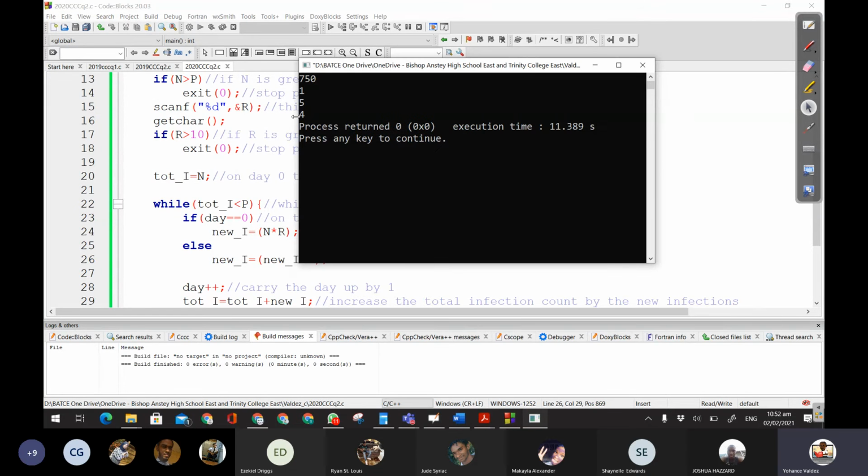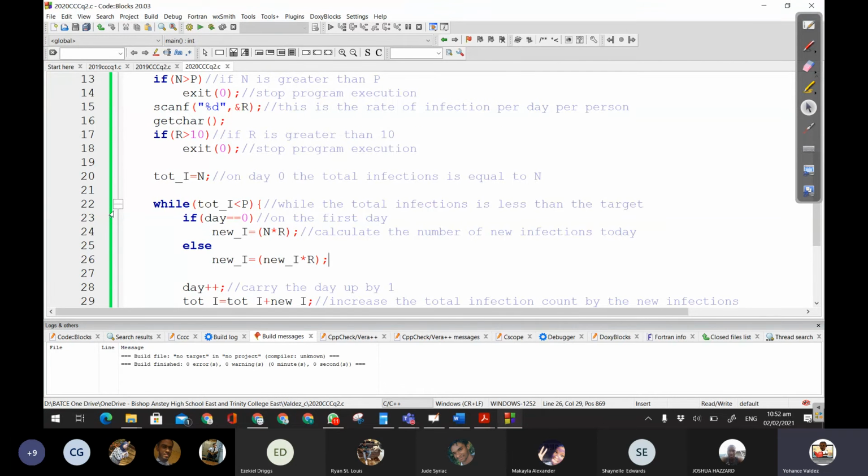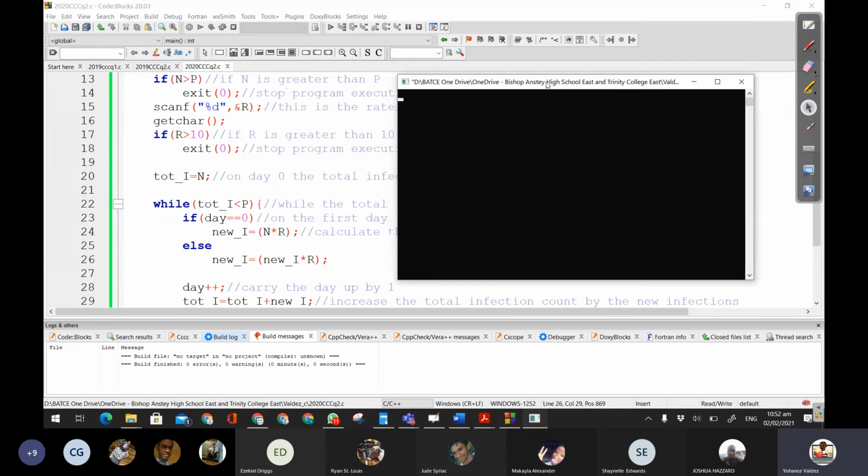Let's test and see if the same method would work with the second sample input. Because it's the same rate of infection, right? We're looking to see when 10 people get infected. 2 persons started off with the infection, and those 2 persons are infecting 1 person every day, right? I have 4 coming out here. So I have some issue with those figures in terms of the sample, because it's 5, right? They got 5. So while total I is equal to P.